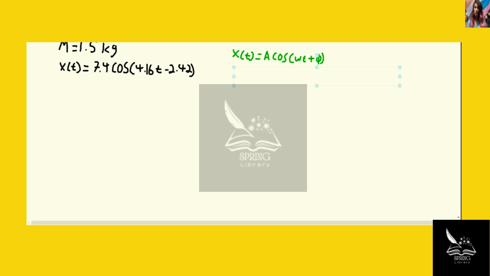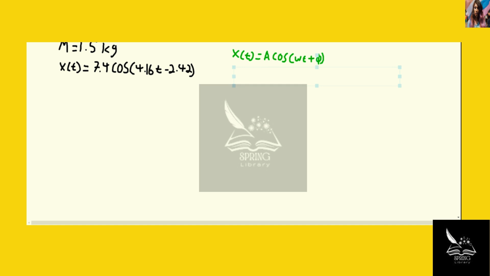So the first thing that we want to do with this problem really is, in green, I've written down the position with respect to time, the general equation for it. We want to look at the two and notice the similarities between them. So we can pick out right away that 7.4 centimeters is going to be the amplitude and 4.16 is going to be that angular frequency.